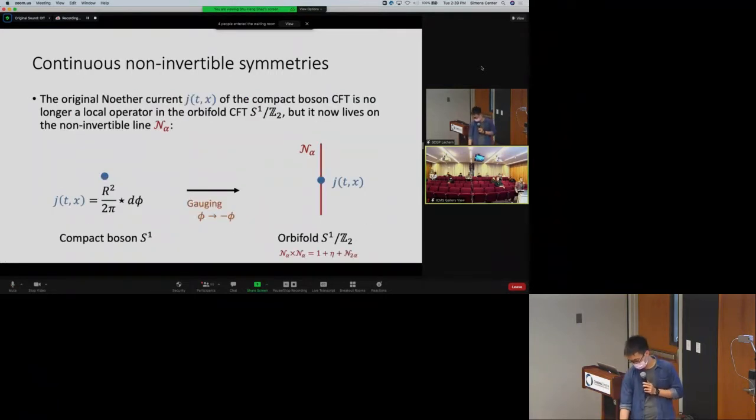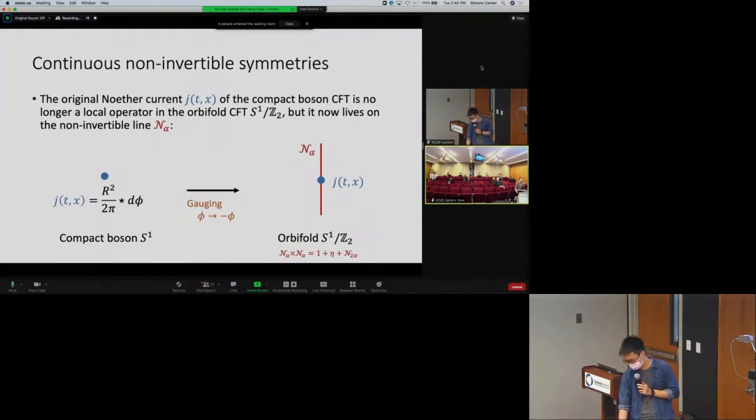So before the orbifold, we are in this compact boson CFT. We have a local operator. That's our conserved Noether current, from which we can build topological charges and get the U(1) symmetry operator. After gauging, the current now is no longer a local operator. By local operator, I mean an isolated point in spacetime.